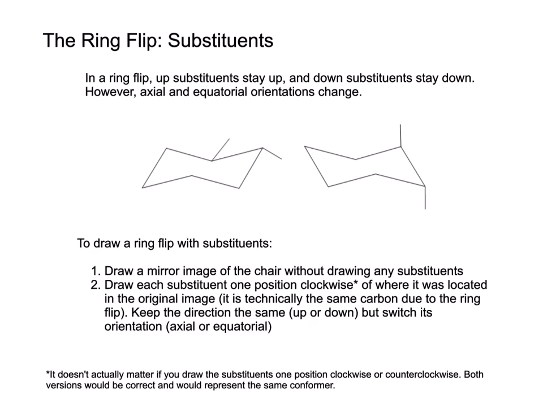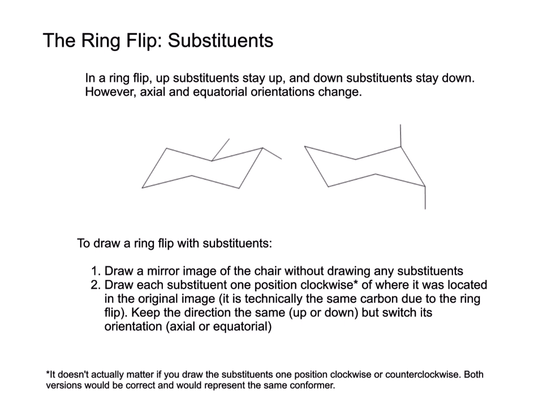To draw a ring flip with substituents is very straightforward. First, you're going to draw a mirror image of the chair without drawing in any of its substituents. Next, you're going to draw each substituent 1 position clockwise of where it was located in the original image. Technically, it's the same carbon due to the ring flip. What you're going to do is you're going to make sure that you keep the direction the same, and by direction I mean up or down, but you're also going to switch its orientation, which again is axial or equatorial.